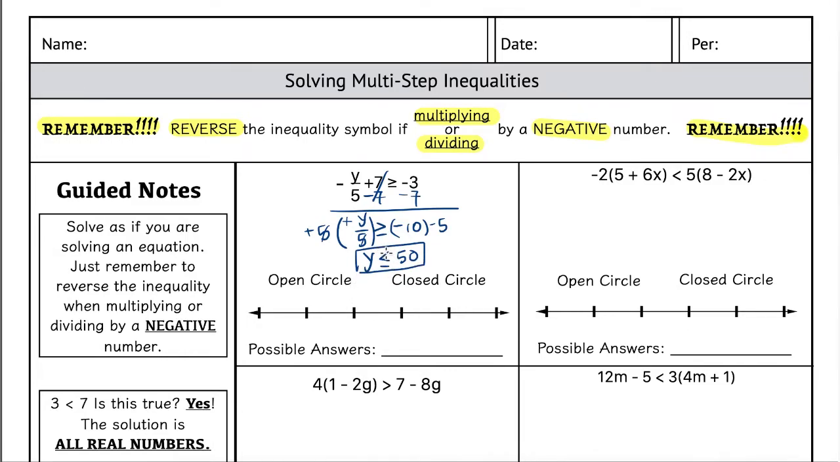Again, in my previous video, I explained what the inequalities mean by open circle and closed circle. This is a closed circle because we are including the answer 50. So closed circle at 50. And we know that y is less than or equal to, so the arrow goes to the left. Some possible answers are 50 is one of them. It can be 49 or 48.